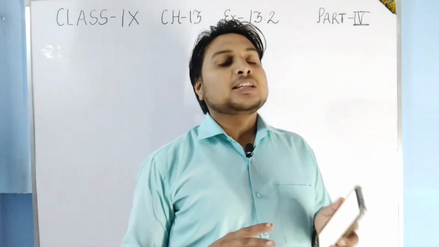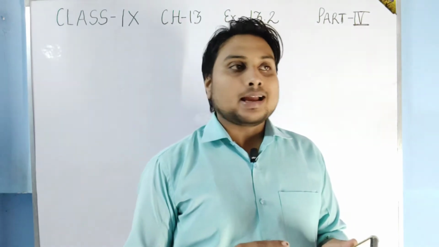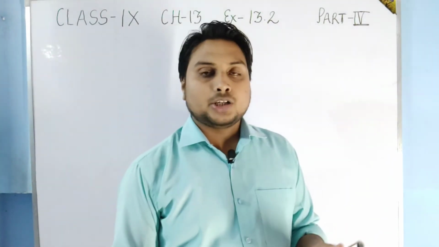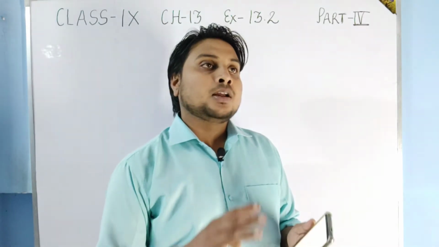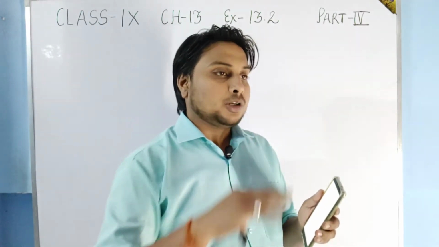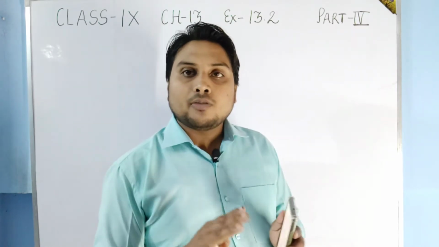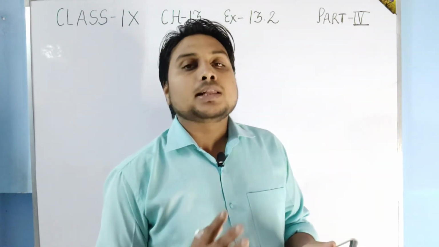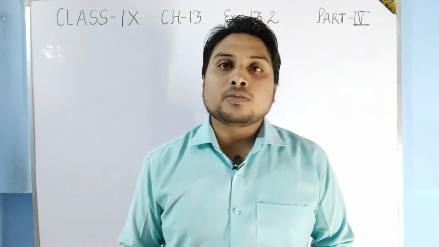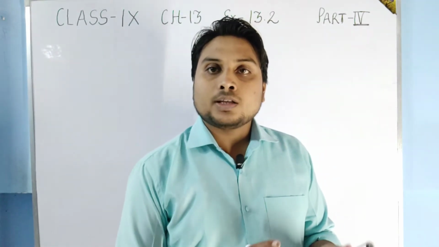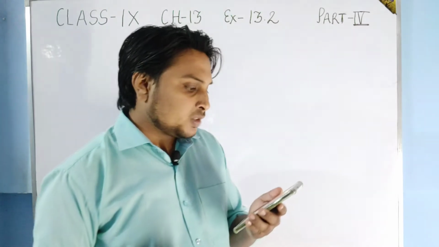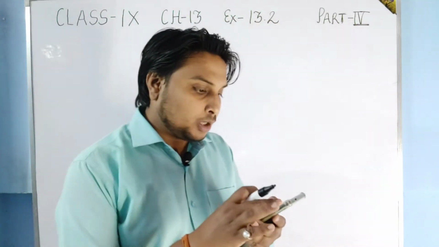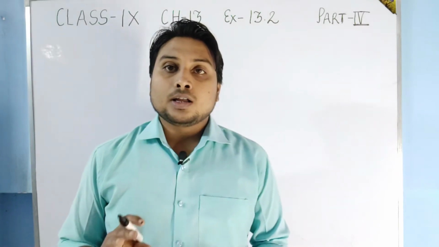If the cylindrical tank is closed and you have to cover it with a metal sheet, you know very well that it is closed from the top and bottom, and you have to cover all the surfaces. In that case you will find the total surface area. So just note it down as a hint that in question number 2, you have to find the total surface area.